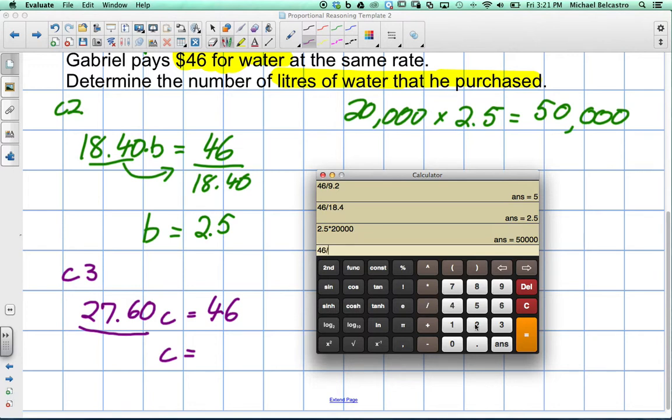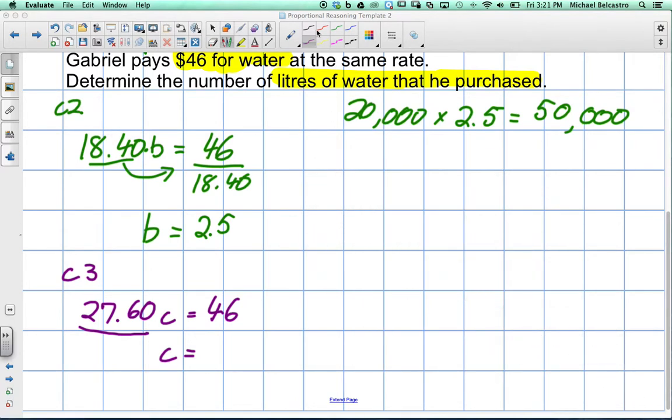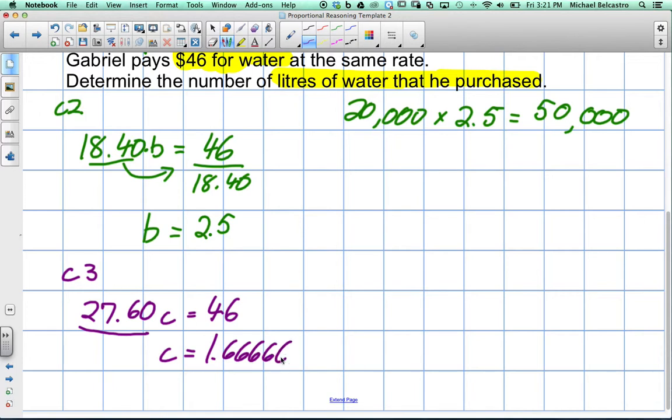46 divided by 27.6. Now look at this. We get a number, and on our calculator, we've even rounded it to the 1, 2, 3, 4, 5, 6, 7, 8. Looks like the 8th or 9th decimal place they've rounded to. So the C value is 1.66, and it looks like they got about 6 sixes, and then finally rounded to a 7. But it's really a repeating decimal of 6.